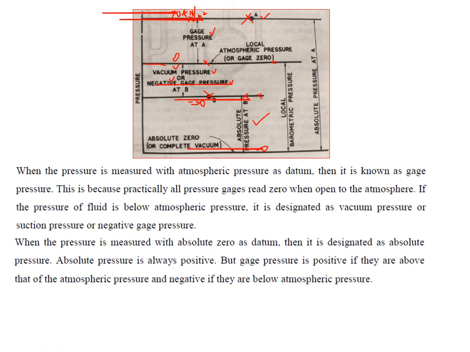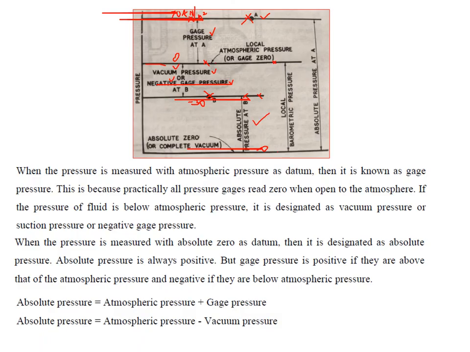I told you that gauge pressure is positive if it is above atmospheric pressure and negative if it is below atmospheric pressure, but absolute pressure is always positive. Therefore, absolute pressure at A will be atmospheric pressure plus gauge pressure. Absolute pressure at B is atmospheric pressure minus the vacuum pressure. One example which I gave: absolute pressure at A, approximating 101.3 to 100 for ease of reading, is 100 plus 70, which is 170 kilonewton per meter square. Absolute pressure at B is 100 minus 30, so it will be 70 kilonewton per meter square.